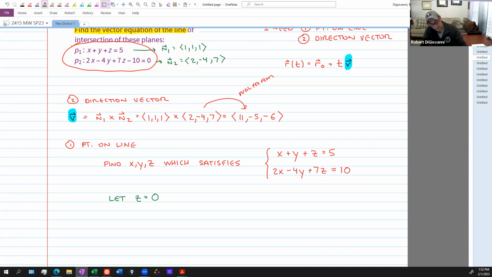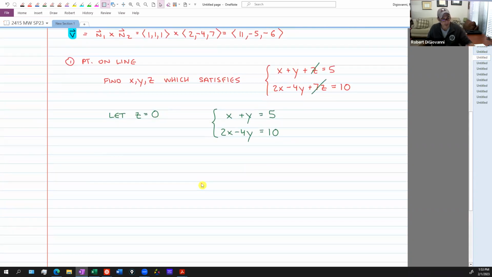So if I let z be 0, I have a new system: x plus y equals 5, and 2x minus 4y equals 10, because z being 0 just killed off those terms. That system of equations should have a unique solution. It is possible that it doesn't, but if it doesn't, I'll just pick a different value, say y is 0, and figure out what x and z are.